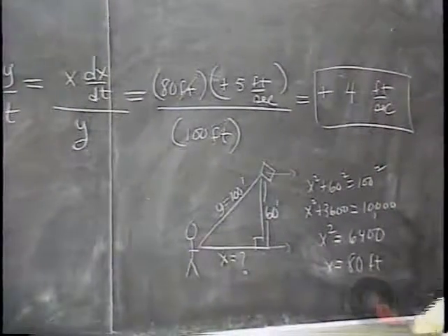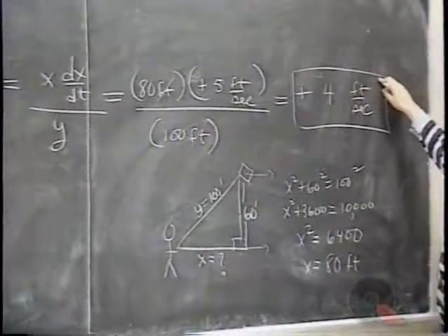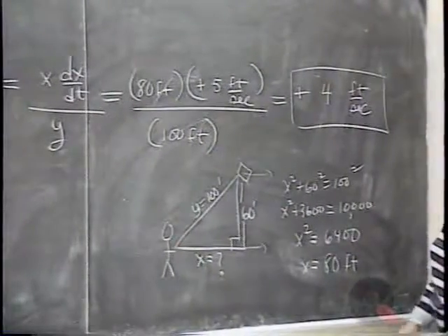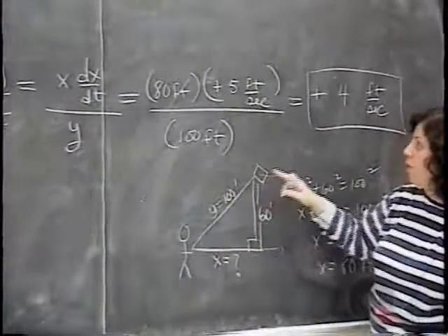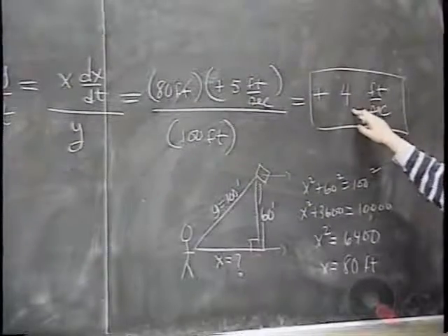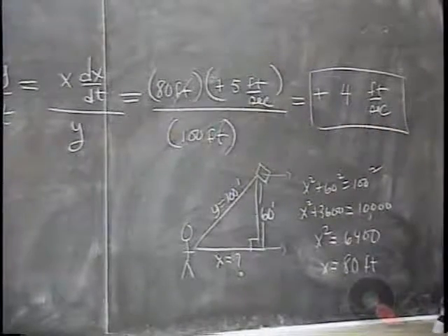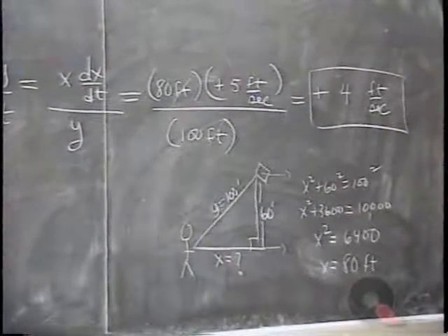So the string is being let out at the rate of 4 feet per second. Okay? Since the string is increasing, we expect dy/dt to be positive. It's positive, and we're letting out the string at the rate of 4 feet per second. And that brings us to the end of this problem and to the end of this videotape.